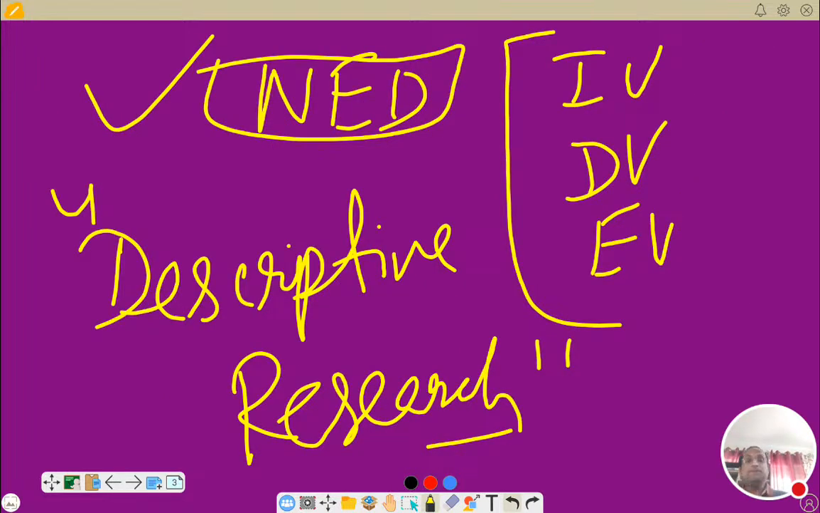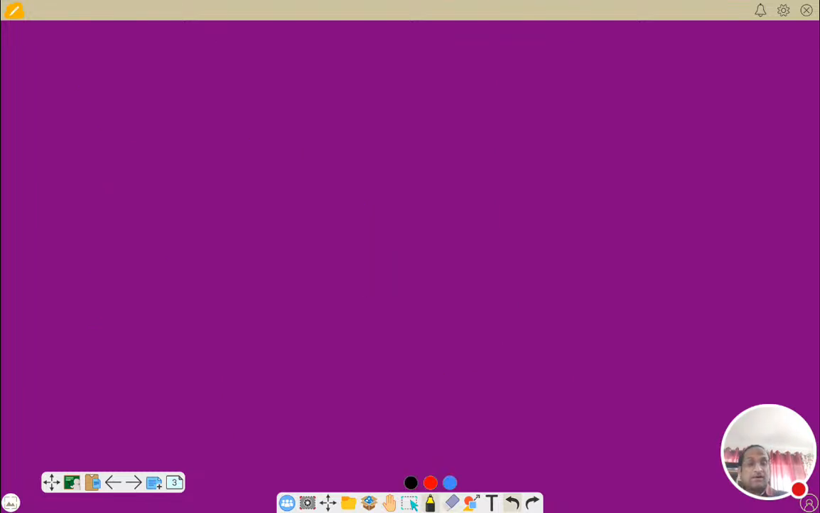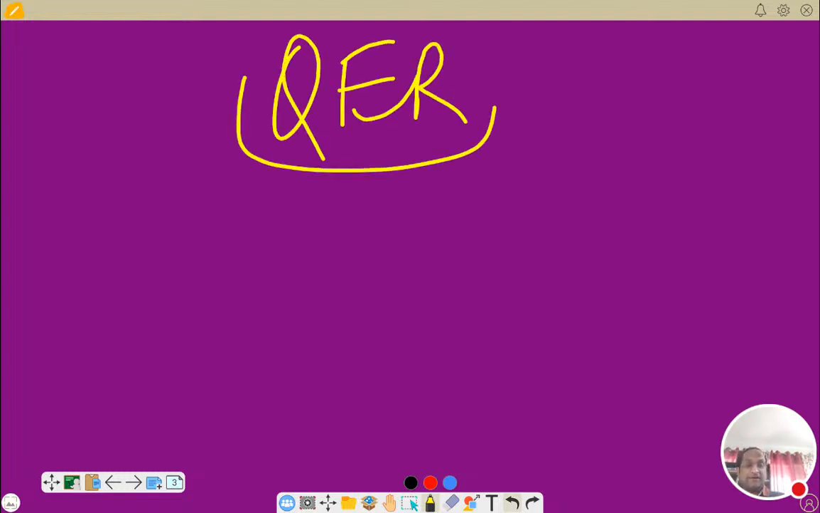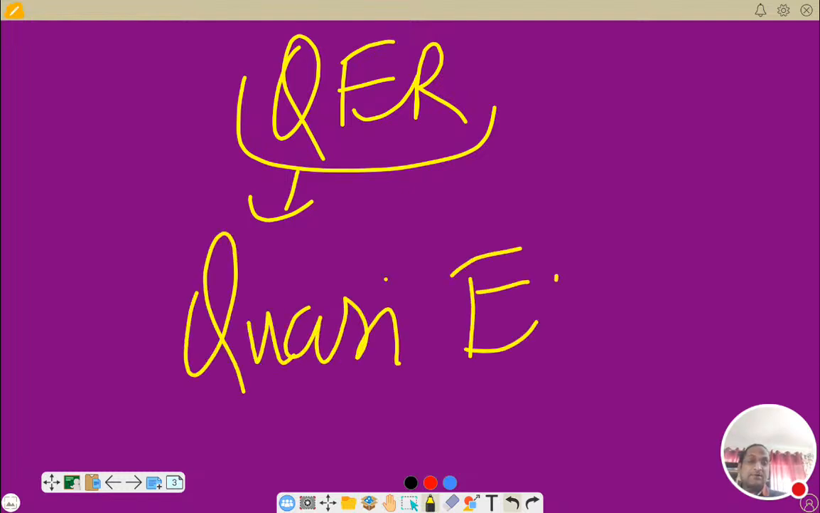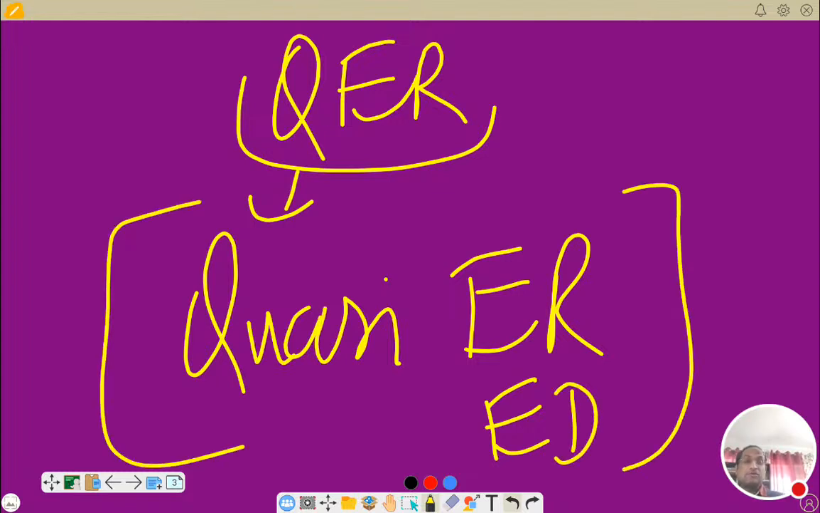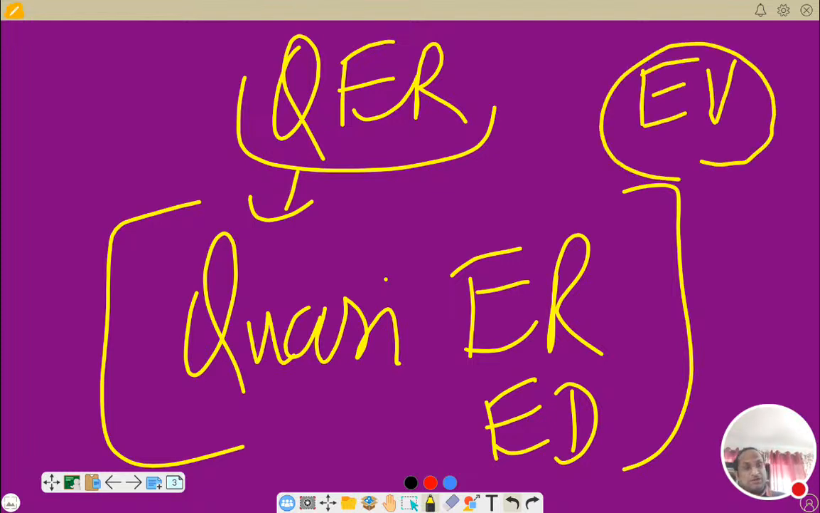As we see, the NED, non-experimental design, is followed in most of the researches. Apart from that, another design which is used is quasi-experimental, quasi or quasi. Quasi-experimental research or quasi-experimental design, these are same, both of them are same. So what happens here is the EV manipulation is not done. You know why it is not done? Why it is not possible?